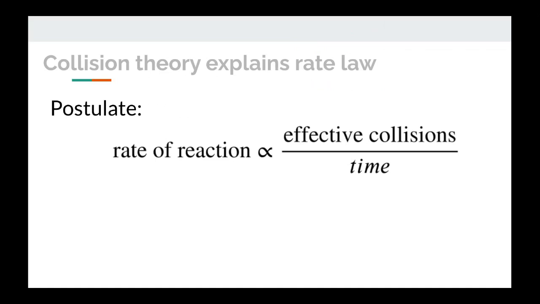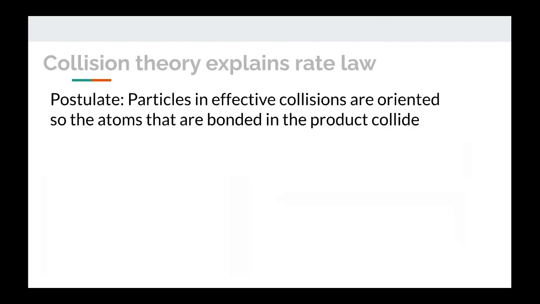So the theory that we're looking at now is called collision theory, and it's an explanation of the rate laws that we see. So here's one postulate of the collision theory. The rate of reaction is going to be proportional to the number of effective collisions between particles that are reacting that happen in a certain amount of time. So the particles have to collide with each other to react, and the more of these collisions that result in products that occur in a given amount of time, well, that would be proportional to the rate.